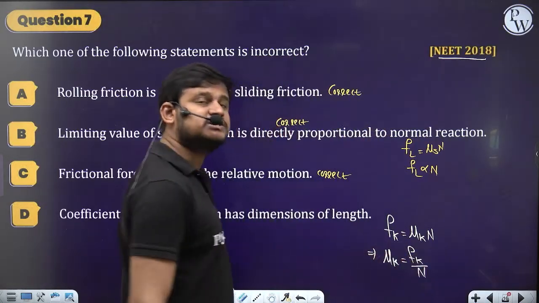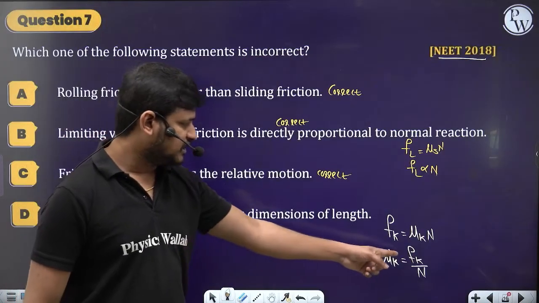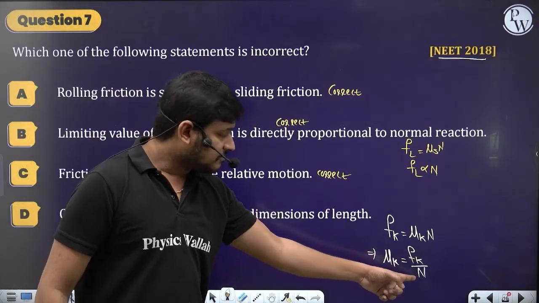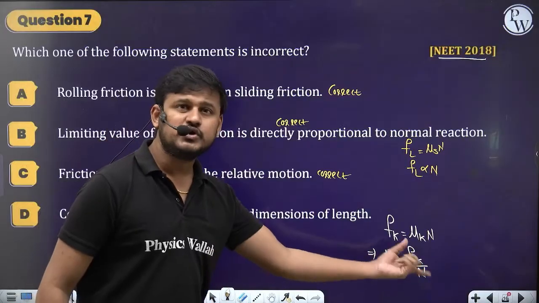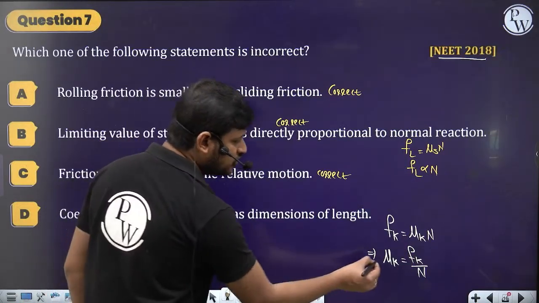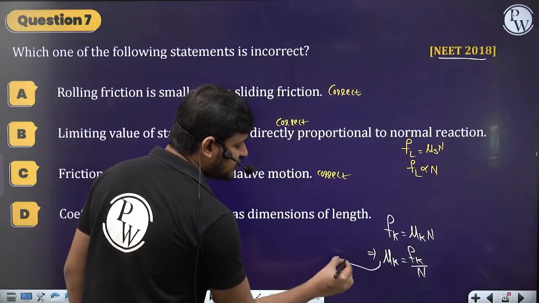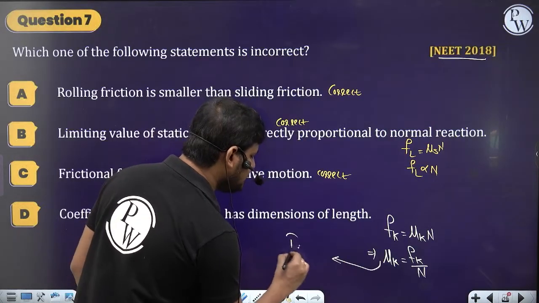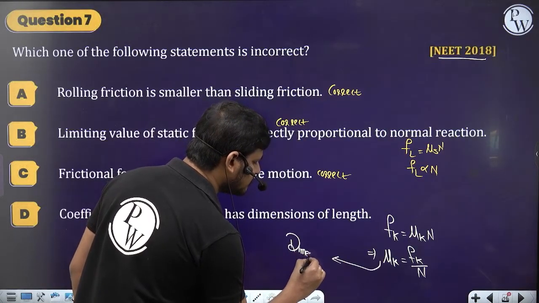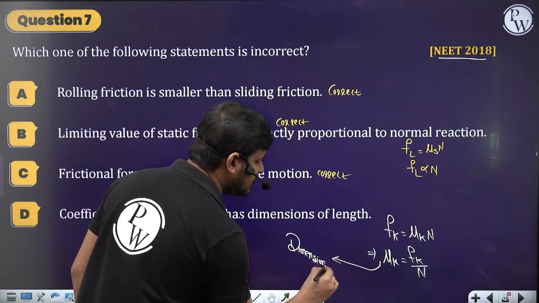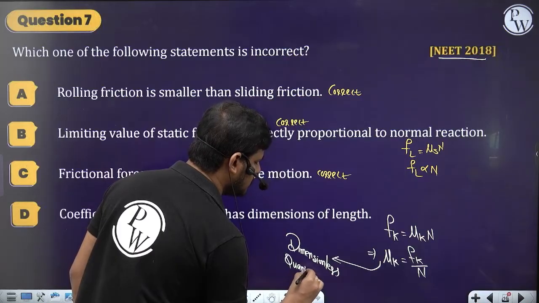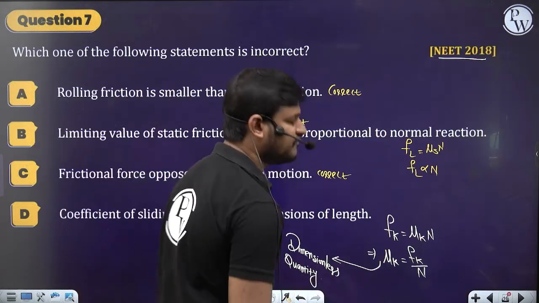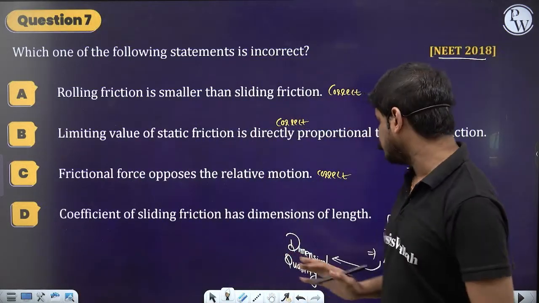So the frictional force is a force. Normal reaction is also a force. So both the units get cancelled. There are no units for that. So if there are no units, the coefficient of friction is a dimensionless quantity. Remember this. The coefficient of friction is a dimensionless quantity.